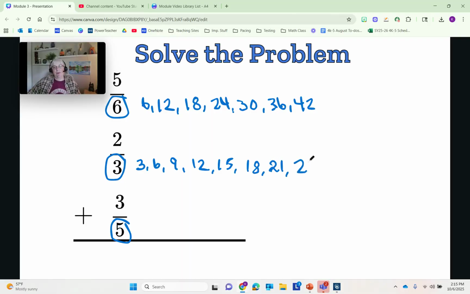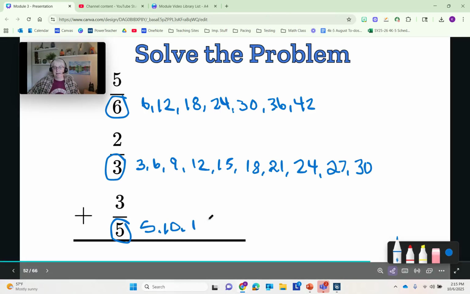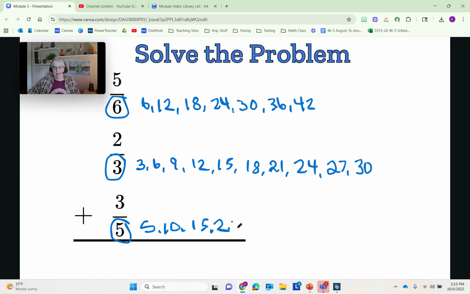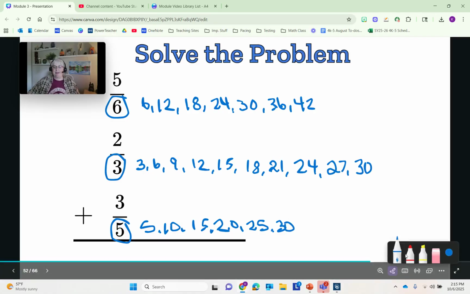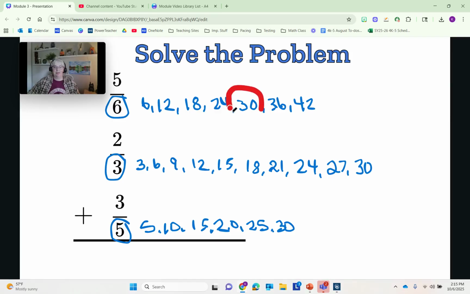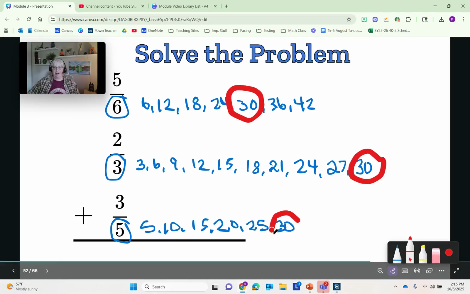3 more is 24, 27, 30. Hey, 6 has 30. And I know 5 is going to also. 5, 10, 15, 20, 25, 30. Hey, we have a number in common, and it is the first number. It is the least common multiple, and that is 30. And it's going to give us our least common denominator.